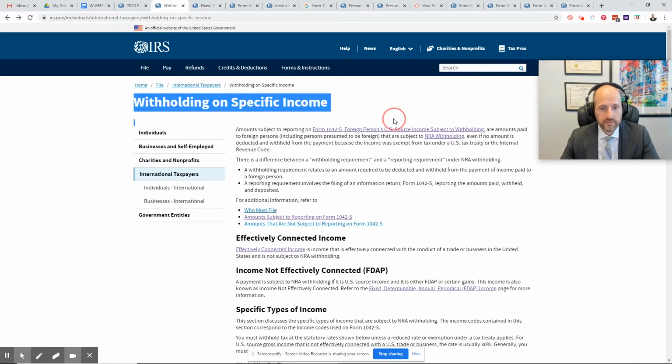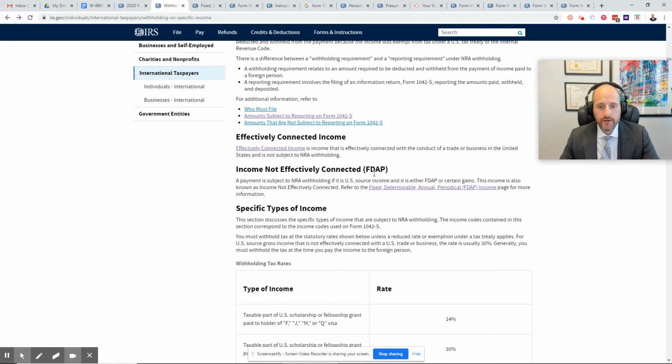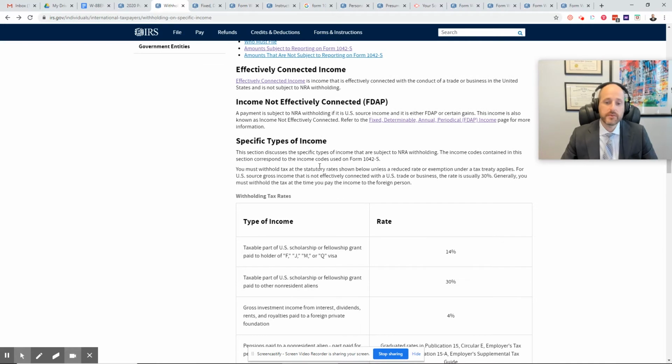So withholding on specific income. This is for the U.S. person. Effectively connected income, we went over that. Income not effectively connected, FDAP, we went through that. And then specific types of income. This section below discusses specific types of income subject to non-resident withholding. The income codes contained in the section correspond to income codes used on 1042-S. You must withhold tax at these rates unless a reduced rate applies.